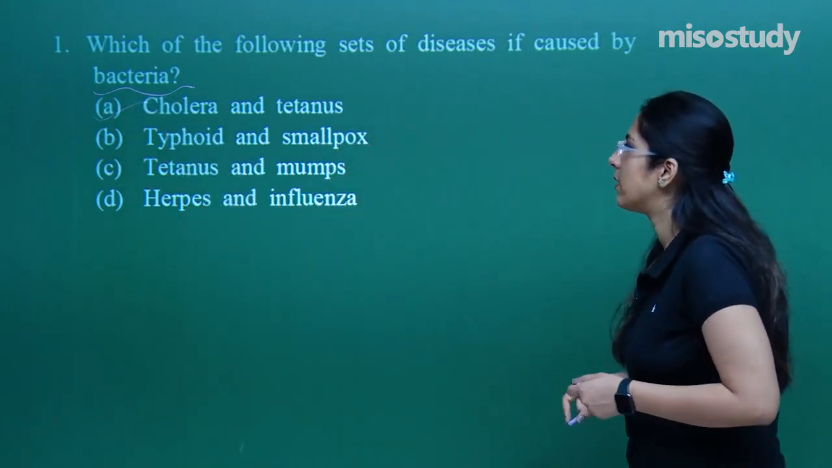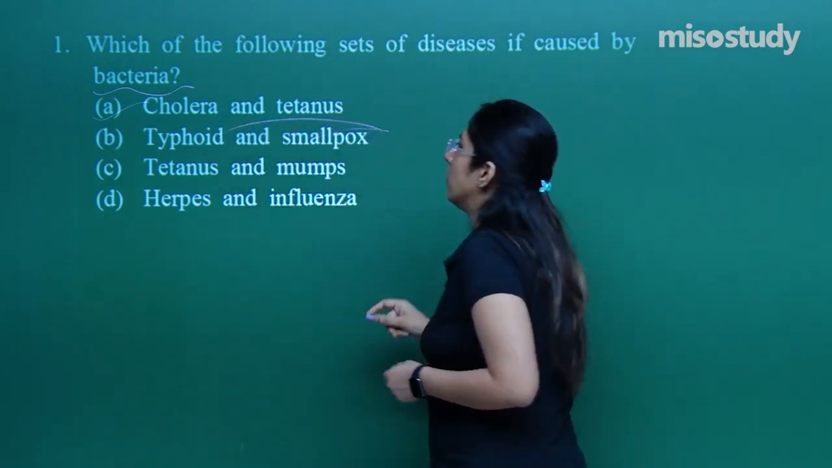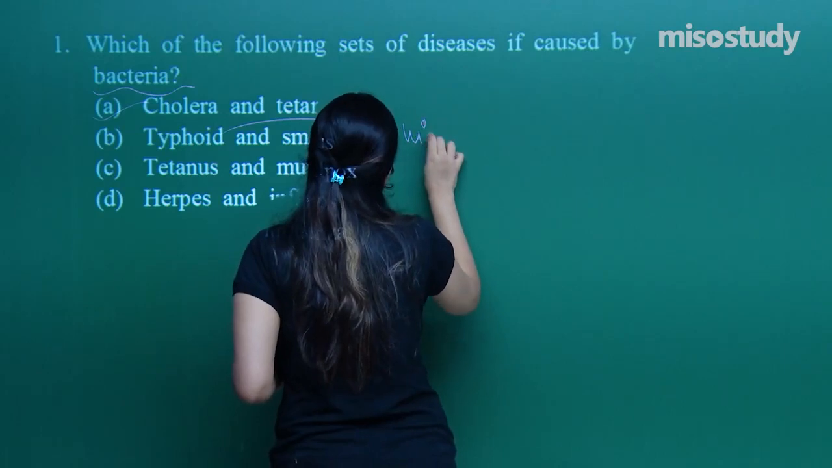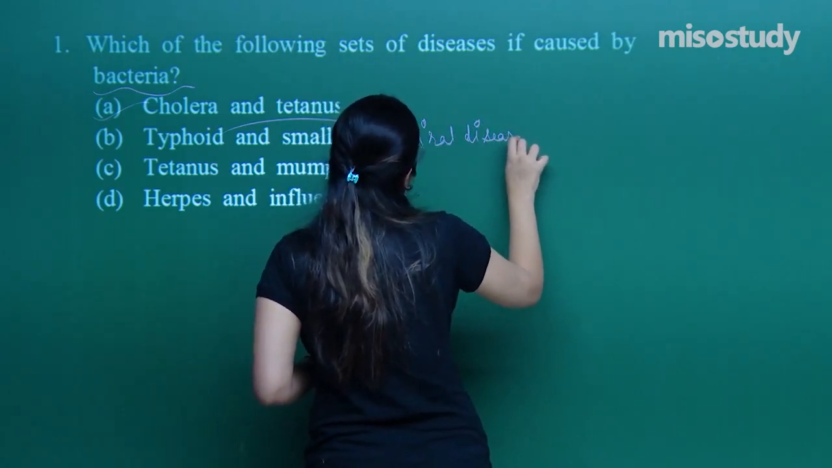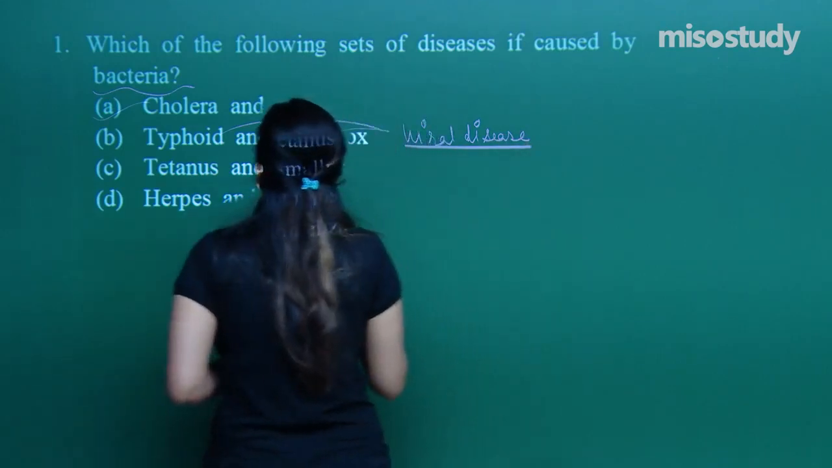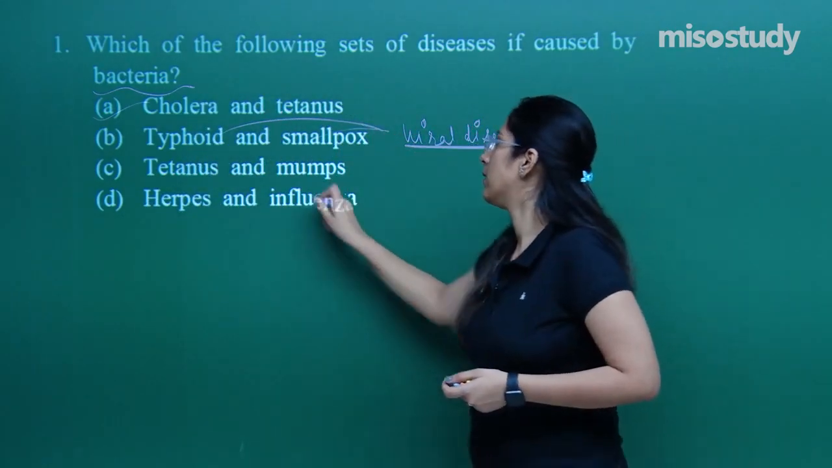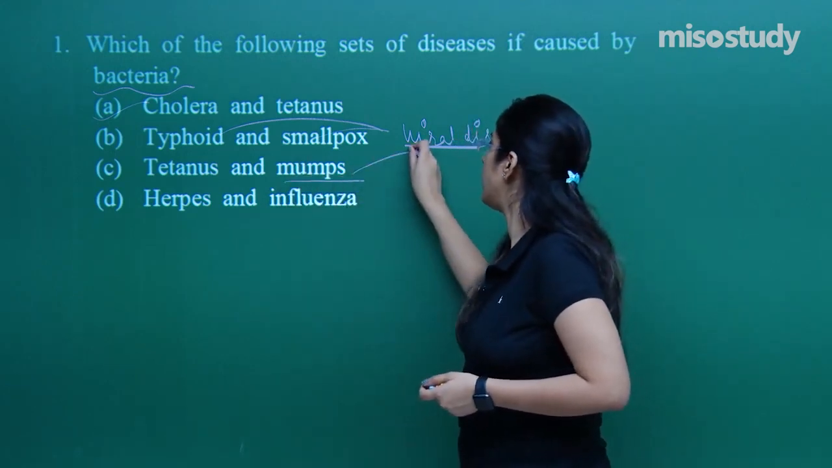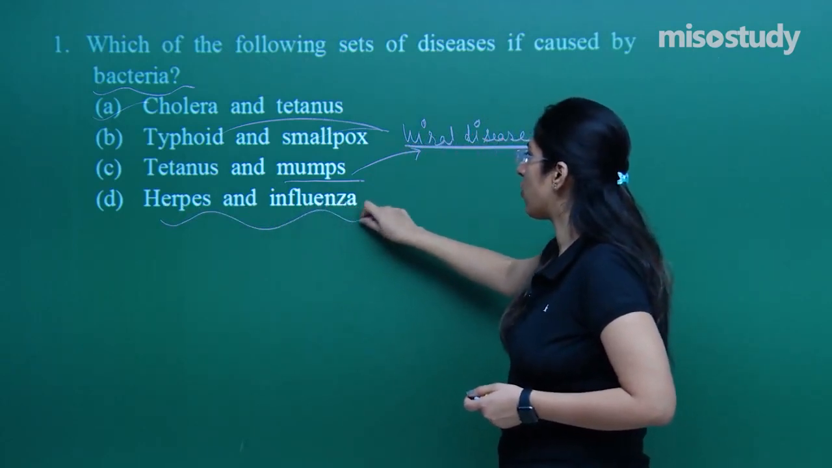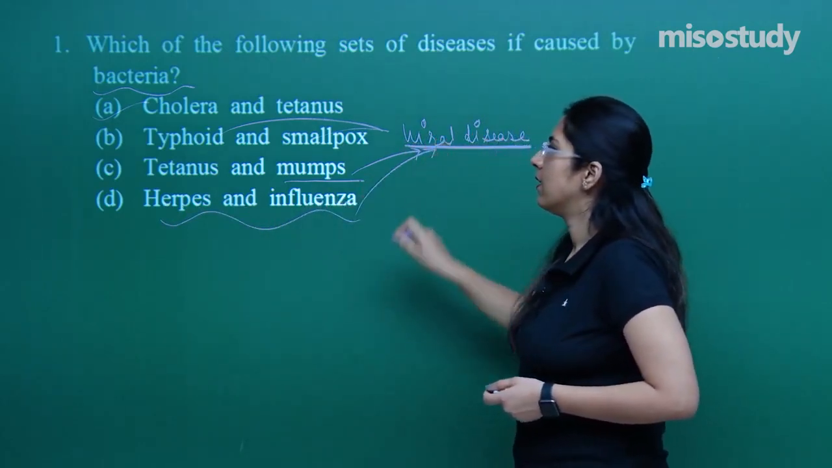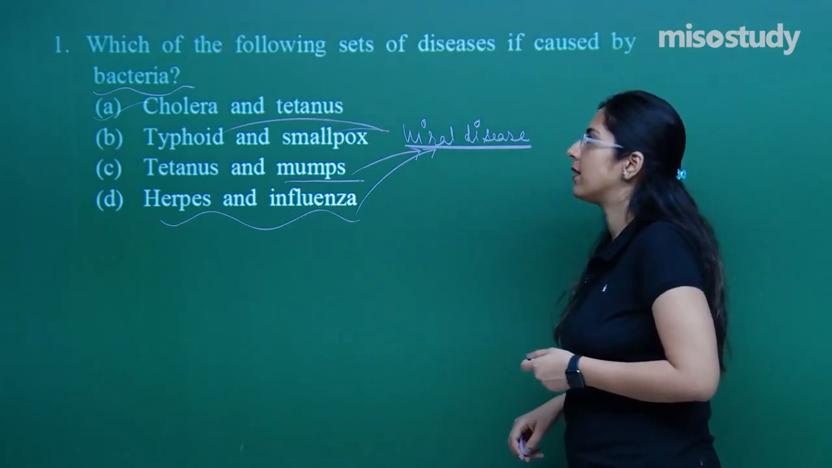Whereas typhoid and smallpox, they both are because of virus. They both are viral diseases. Whereas tetanus is also a bacterial disease, but mumps is a viral disease. Whereas herpes and influenza are also viral diseases. So when we look at it, option 1 seems to be correct, cholera and tetanus.